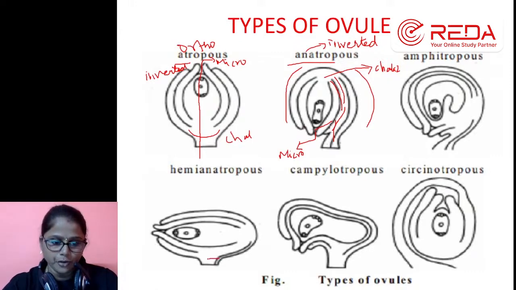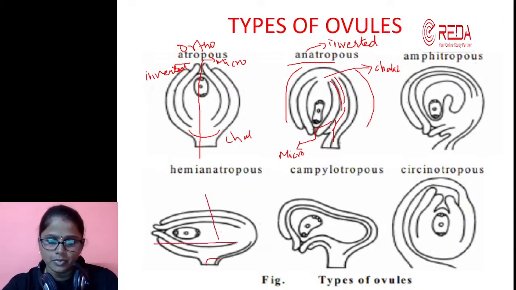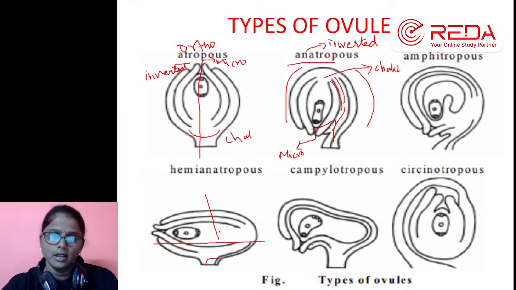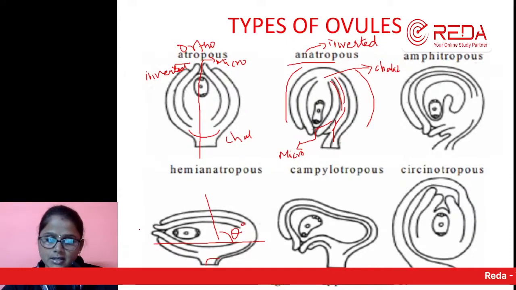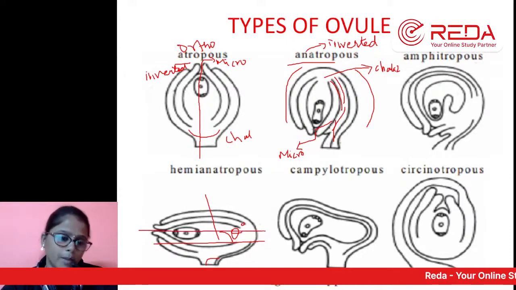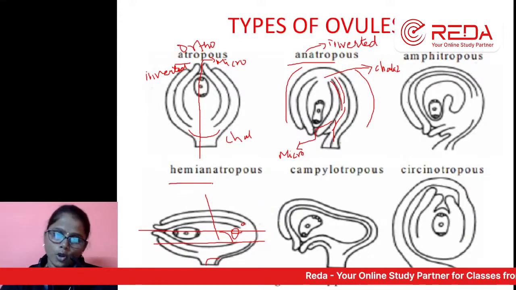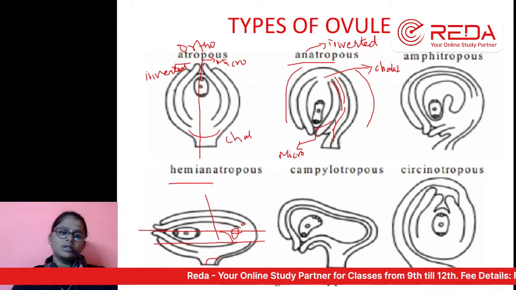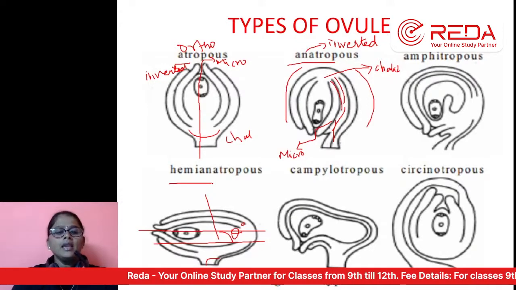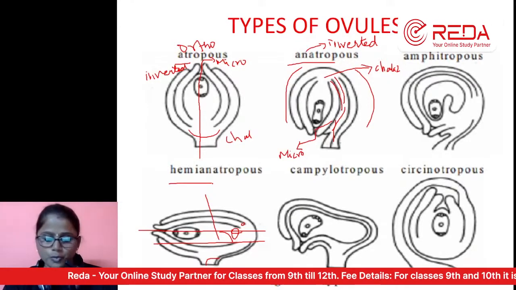Here you could see that the funicle is present here, and you could see the perpendicular right angle present here. So they are just transversely, horizontally present here. That is called hemianatropous. It is not completely inverted, it is half inverted, so that's why they are called hemianatropous.